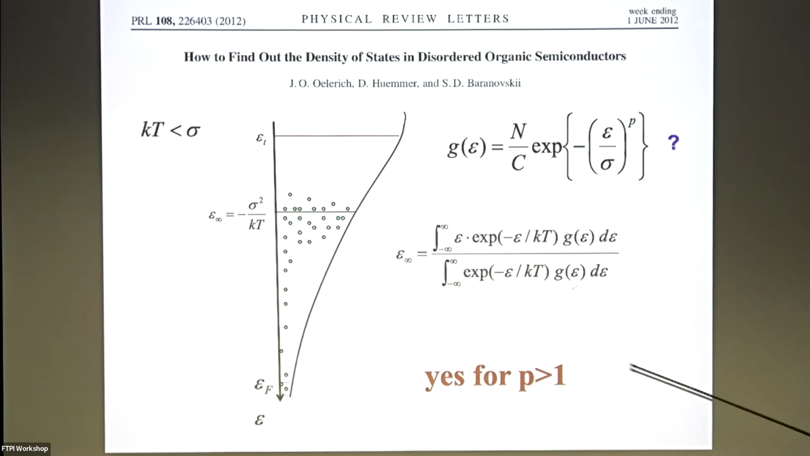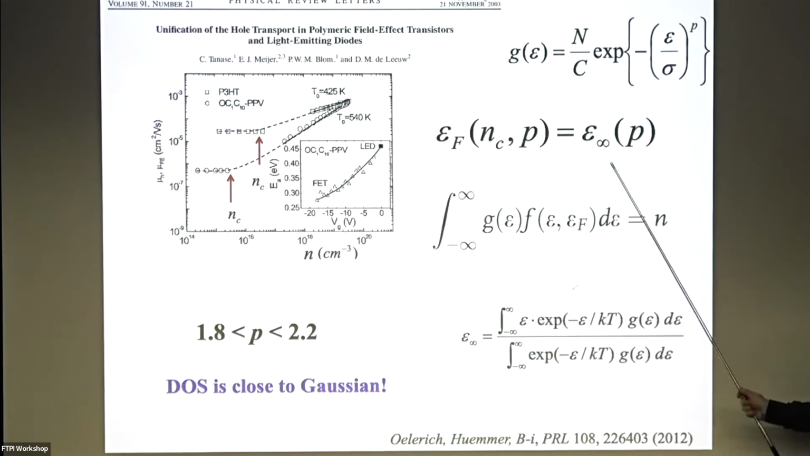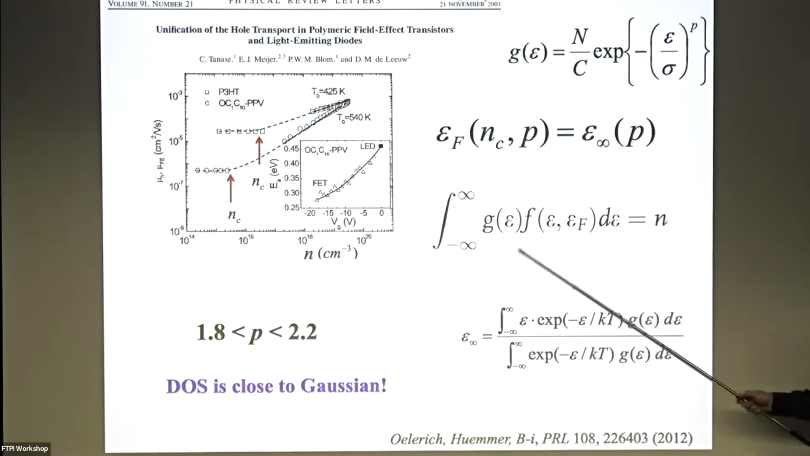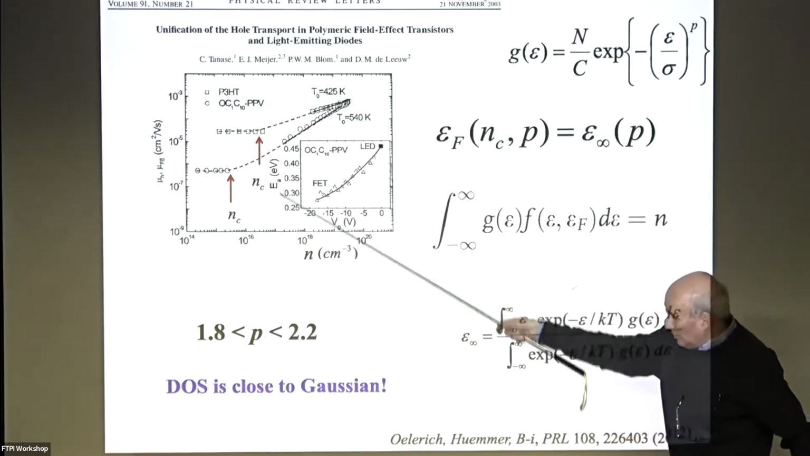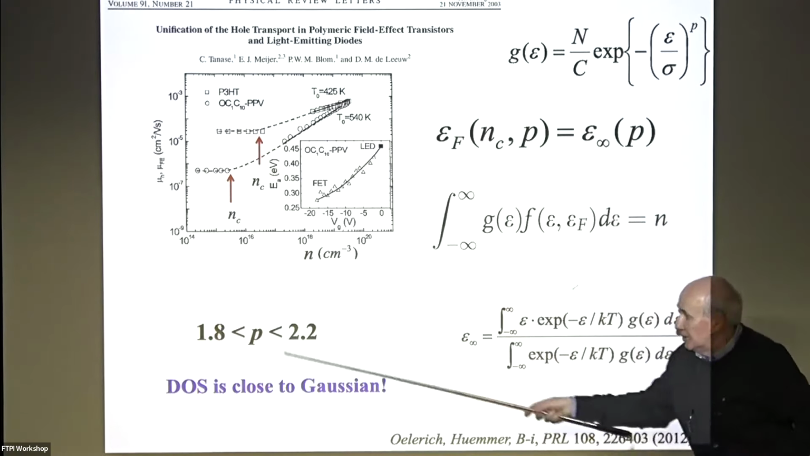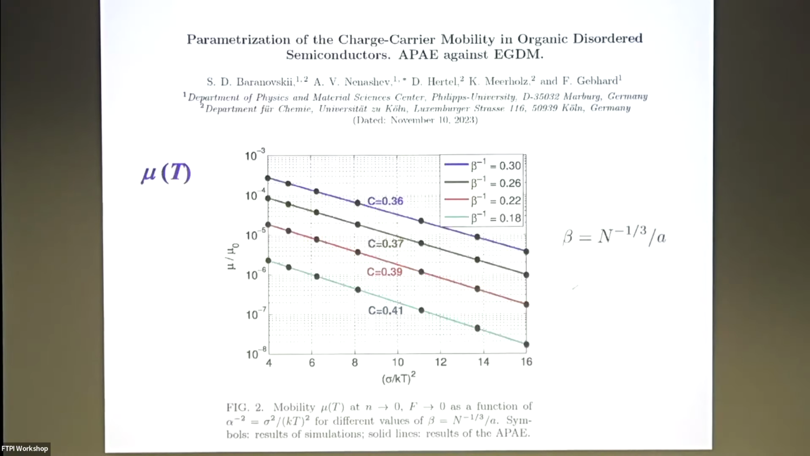So how to determine P? Very easily. You see, this equilibration energy depends solely on this P, on the density of states. And the Fermi level is determined by this number P, by the density of states, and the concentration of electrons. So I just look at the experimentally observed concentration N for which these two energies come together, and the result is P is approximately 2. And from this point, you can do everything you like.